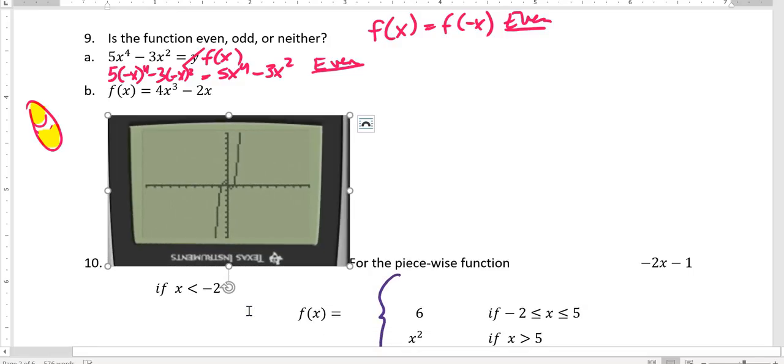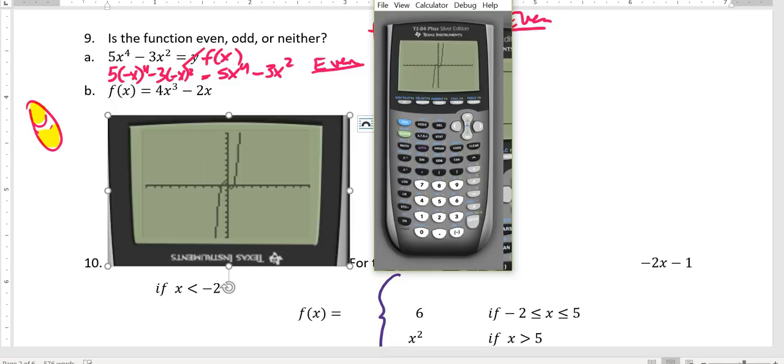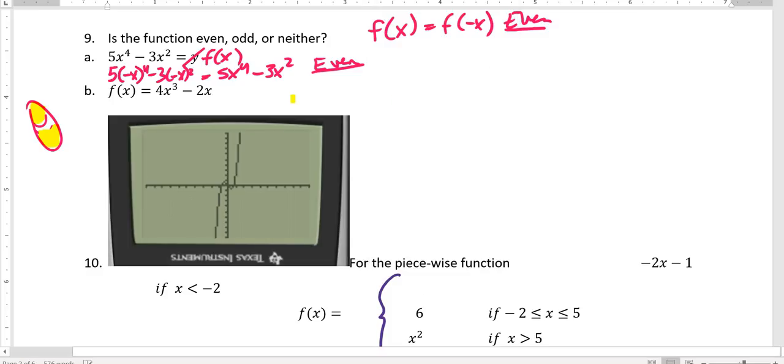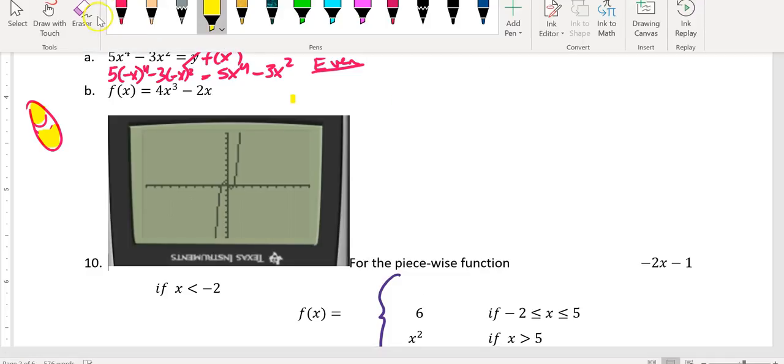So you can see it's upside down now. And it looked identical to how it did when we started, didn't it? So if you turn your calculator upside down and it's the same function, then it's an odd function. Okay? So this is going to be odd.